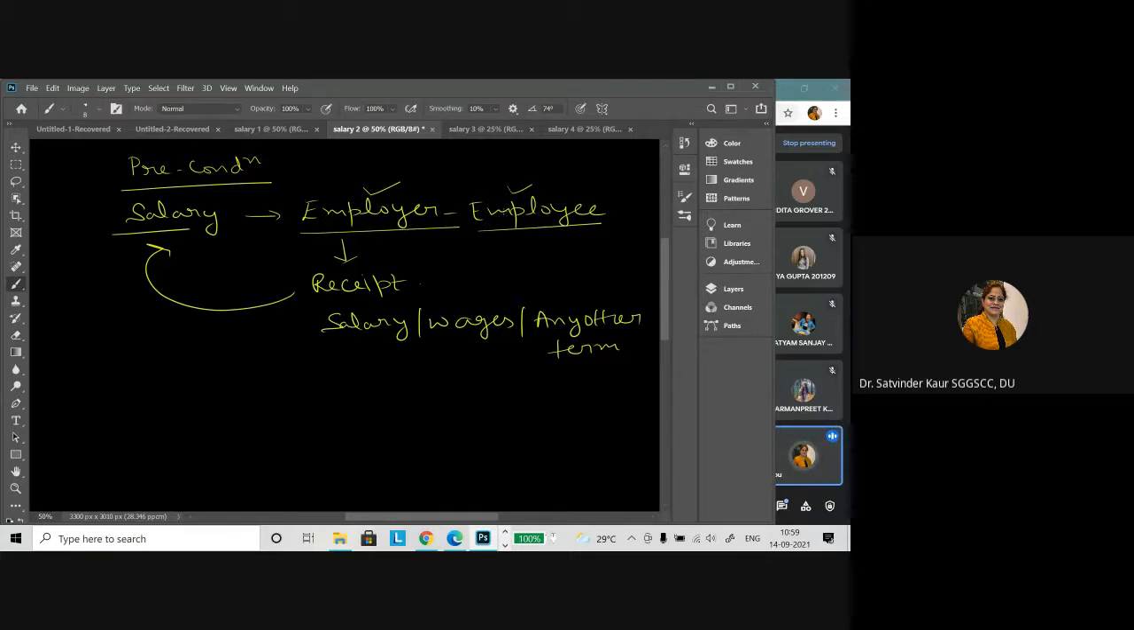Along with this, we also need to understand that whenever a particular income is received, such income is taxed only once, meaning the first receipt is taxable, right?